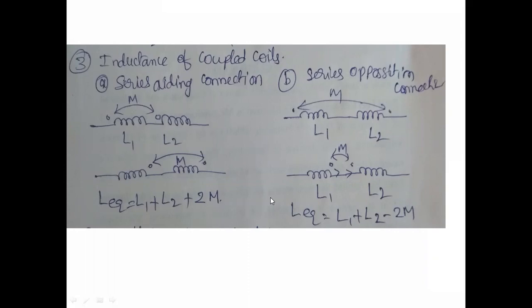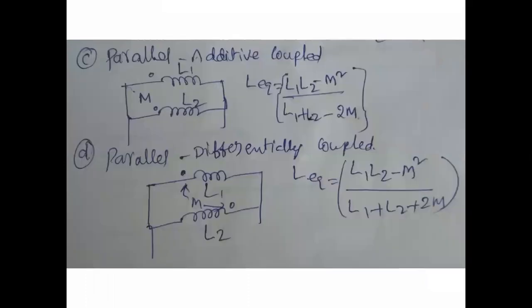Similarly, we have parallel inductances, where inductors are connected in parallel. In this also we have parallel additive coupled and parallel differentially coupled. Here the two coils are connected in parallel, and you can observe the dot representation. The same starting point of each coil is there, and for that the equivalent inductance value is equal to (L1 L2 minus M square) by (L1 plus L2 minus 2M).